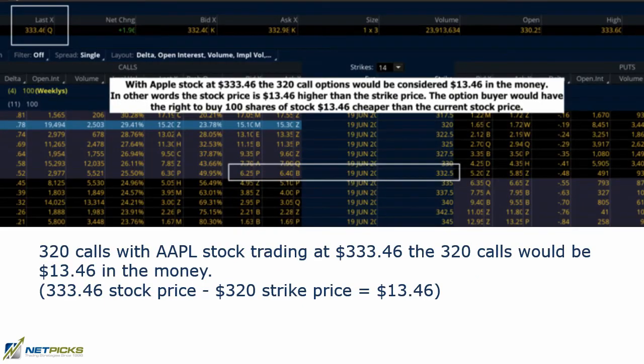For example, if you own the Apple 320 calls with the Apple stock trading at $333.46, the 320 calls would be $13.46 in the money. That's just calculated by taking the difference between the stock price of $333 and the 320 strike price of the call option. So in other words, the 320 call option would have $13.46 of intrinsic value.